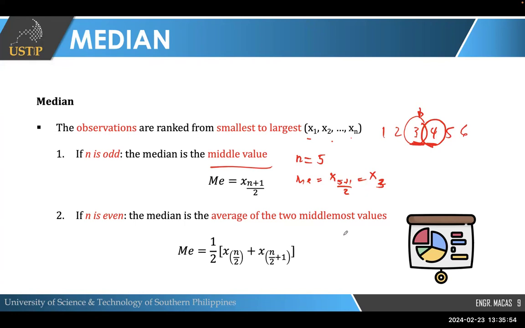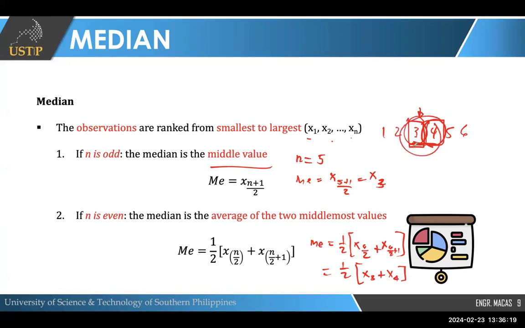So, let us go back to the example of 6. That will be 1/2 x sub 6 over 2 plus x sub 6 over 2 plus 1. So, this will be 1/2 x sub 3 plus, that becomes 3 plus 1, so x sub 4. Okay? So, meaning, you add the two and then divide by 2.